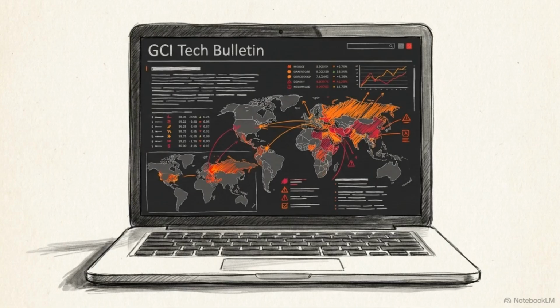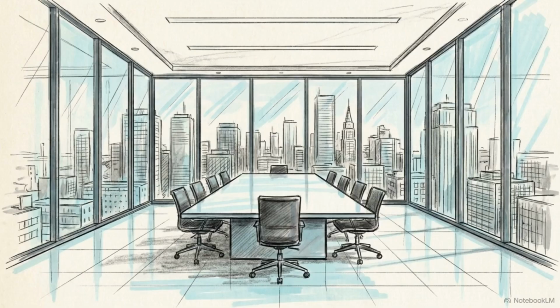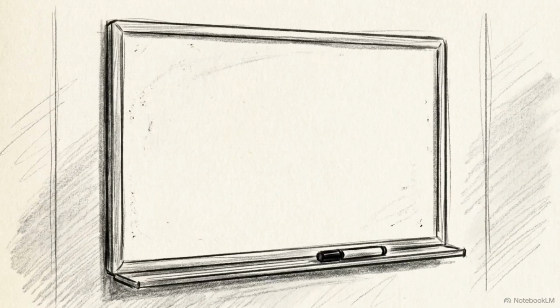This dashboard aggregates global risk data to show what horizon scanning looks like in practice. We can spot critical threat levels, like a war conflict index of 100 intersecting with elevated food stress, days or weeks before they hit mainstream news. Identifying a risk is only the first part of the equation. Now we transition to the model phase.